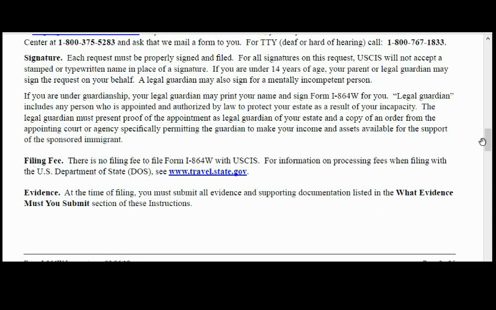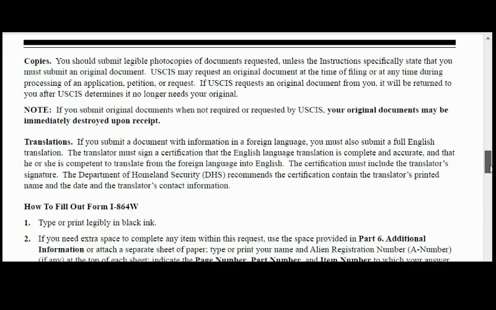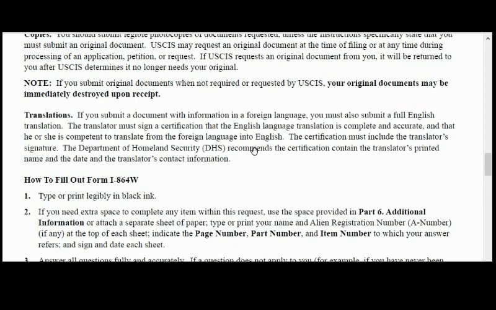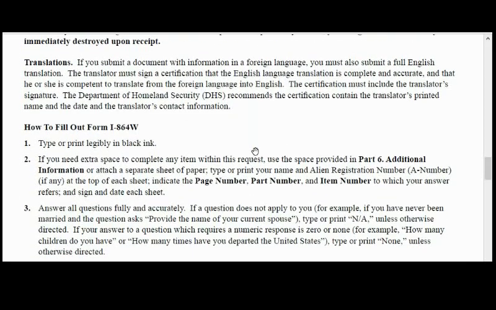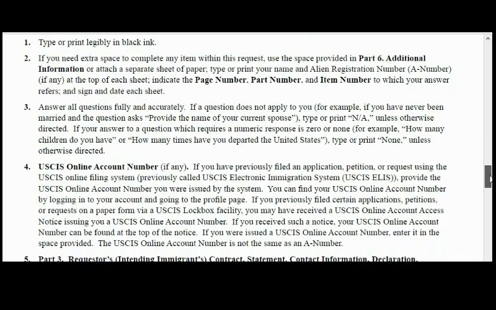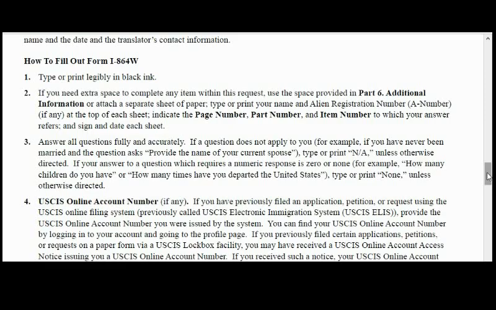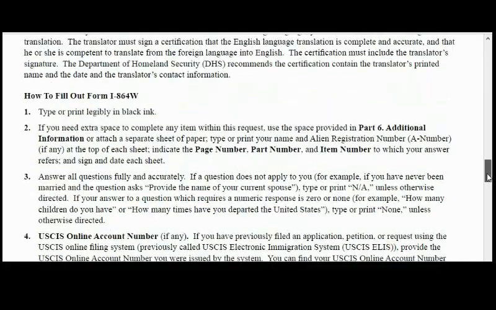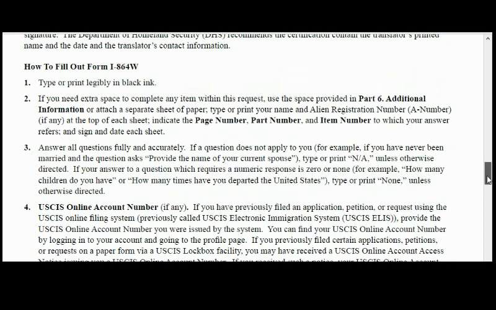You have to provide all the evidence to support the form, and a copy. You don't have to provide any original document. You have to provide a copy of the document required. Okay, and make sure you translate every document into English. And also over here, this one right here just shows you how to fill out the form. Basically, if you want to fill it out by hand, make sure you use a black ink pen to fill it out by hand.